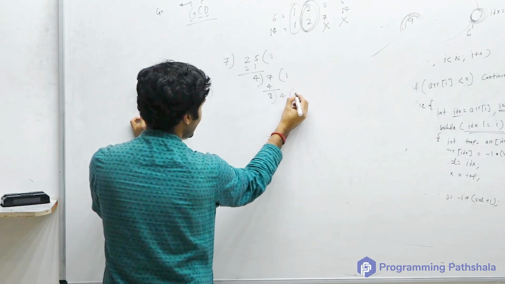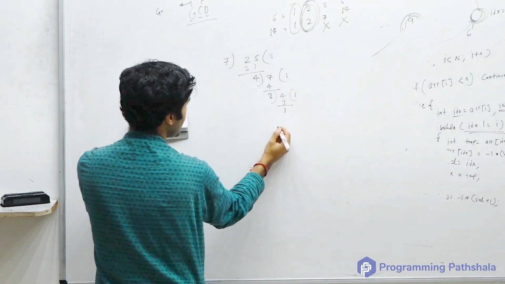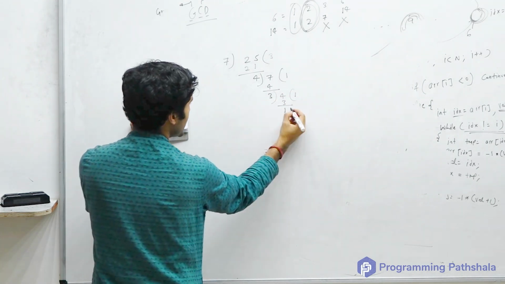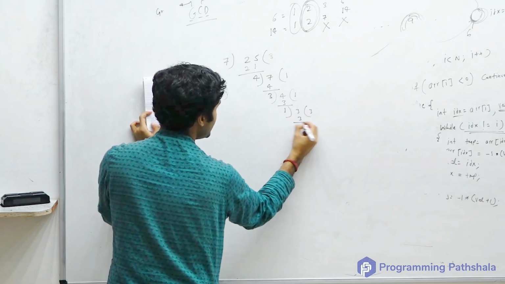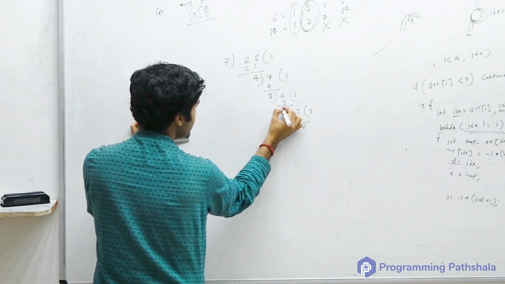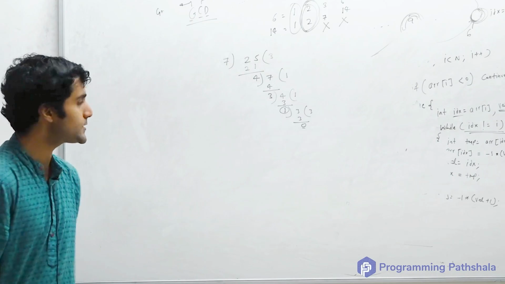Then again, this is non-zero, so again it will come down. At this point, you will see that the remainder is 0, so whatsoever was the previous divisor, that would be the actual GCD.